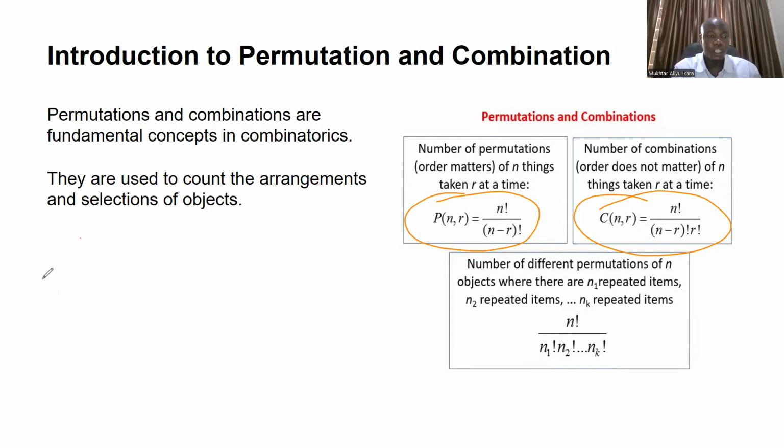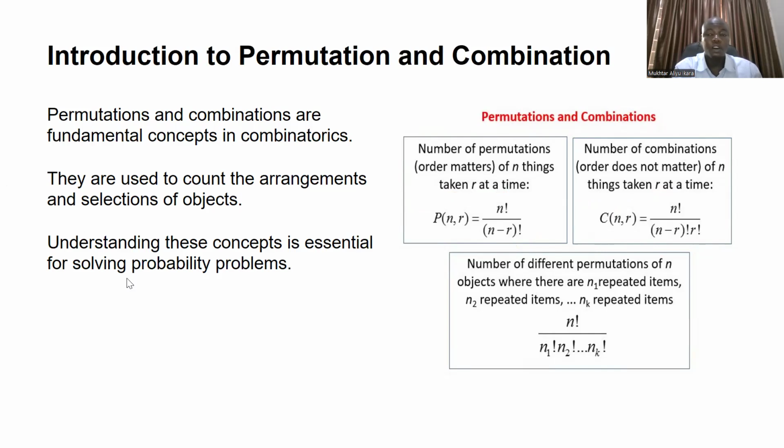Apart from these formulas, the next thing we are going to look at is that understanding this concept is essential for solving probability problems. You know that we have probability in mathematics. If you are able to understand the concept of permutation and combination, it really helps in solving problems in probability.